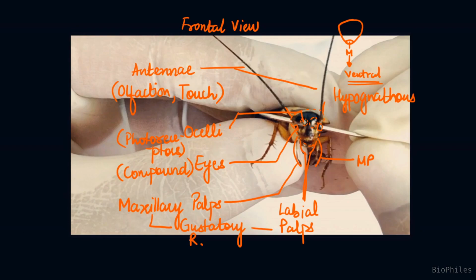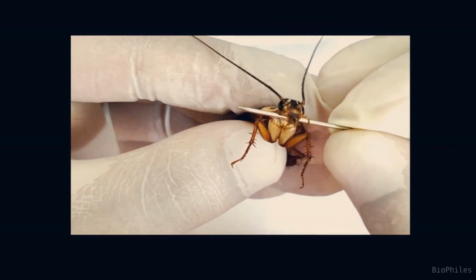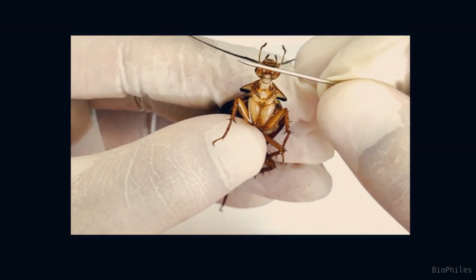This was all about the head of the cockroach in the frontal view, and as we can make out, all the structures or all the appendages that are present here have a sensory function. So the cockroach will get to know or will get familiar with its environment with the help of the structures that are present on the head. The next view of the cockroach that we'll see is the posterior view or the back view.